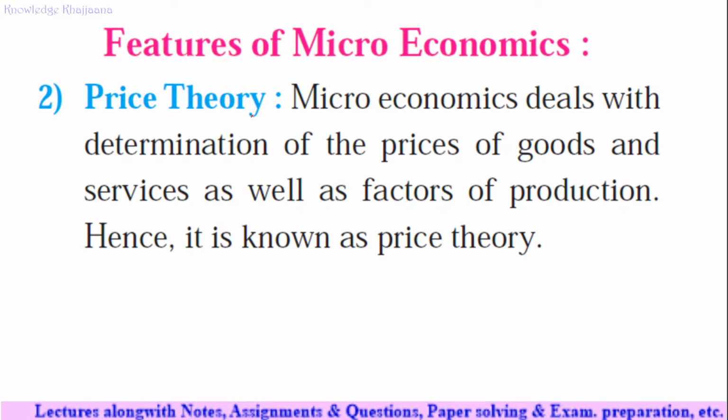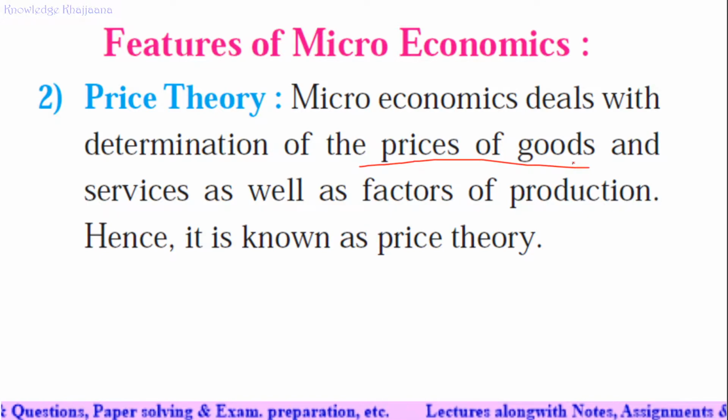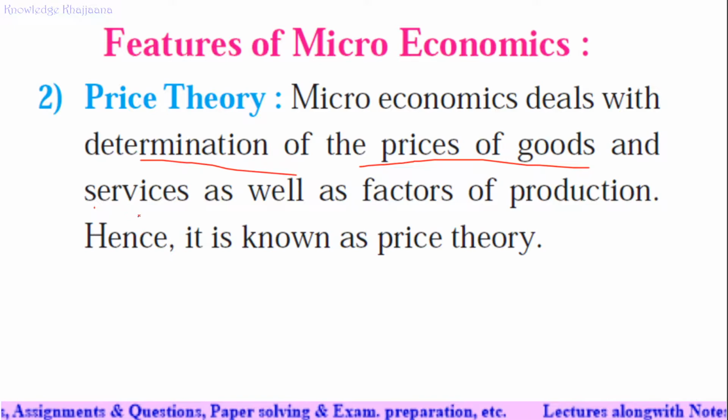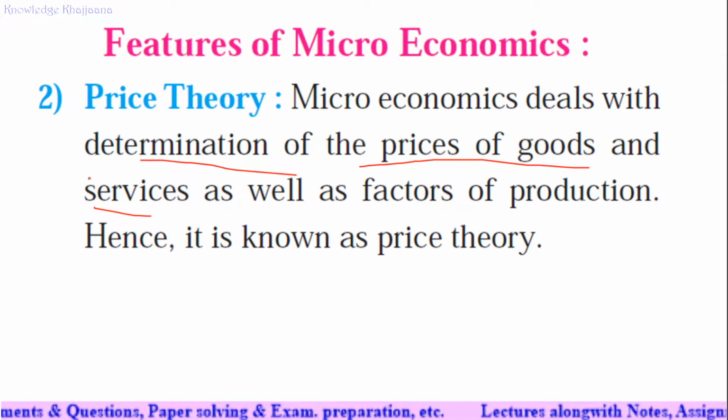The second feature is price theory. Microeconomics deals with the determination of the prices of goods. Here we are learning price theory, and in macroeconomics we are learning general theory. Here it determines the prices of goods and services, as well as prices of factors of production. What does this mean? Prices of goods and services, and prices of factors of production.